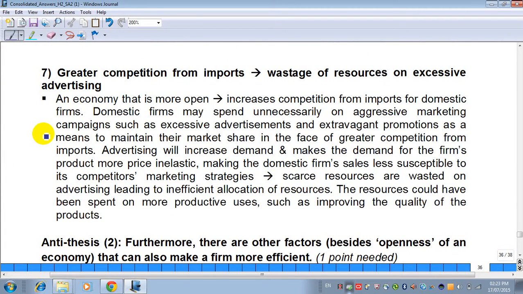And I thought that this is pretty good as well, that with greater competition from imports, there'll be wastage of resources on excessive advertising. Well, it's just a minor point, but I think it shows that you are thinking. When there's wastage of resources, of course it's inefficient. It doesn't really come under any of the 4 efficiencies, but it's just an additional point. Because you're wasting resources on excessive advertising, it is just not efficient.